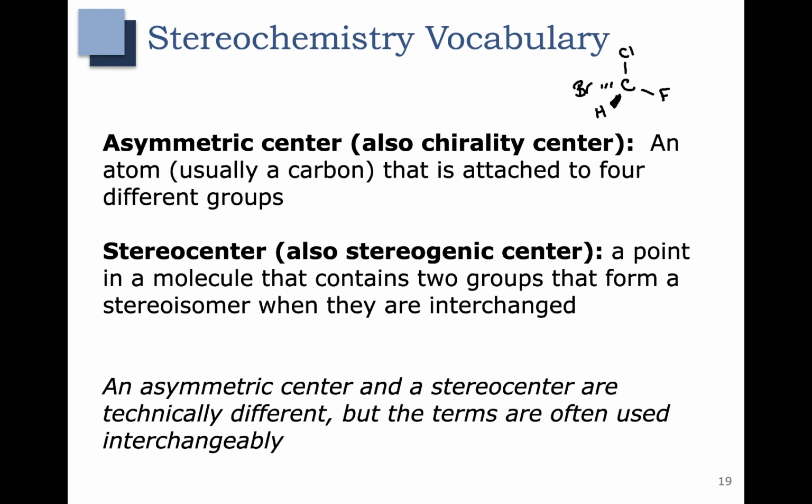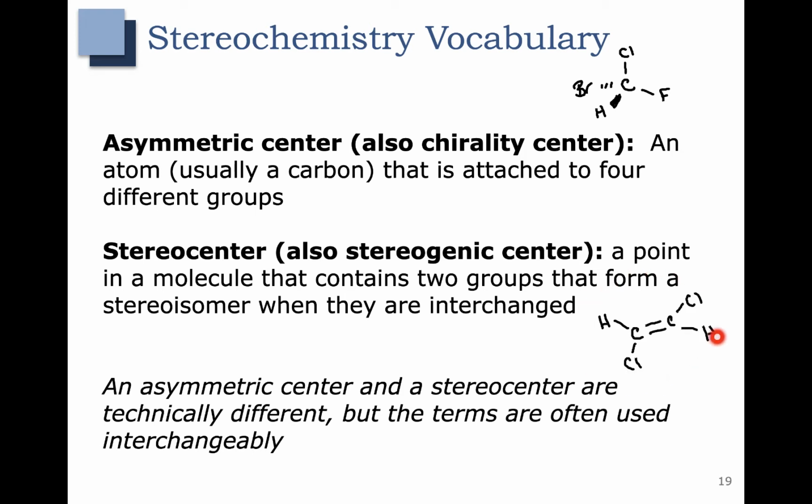So if we look at this molecule I drew on the top right here, you can see that this carbon is an asymmetric center because there are 4 different groups attached: chlorine, fluorine, hydrogen, bromine. It is also a stereocenter because if I switch 2 of these groups, like the chlorine and the fluorine here, then I am going to get a stereoisomer. Let's look at one more example.